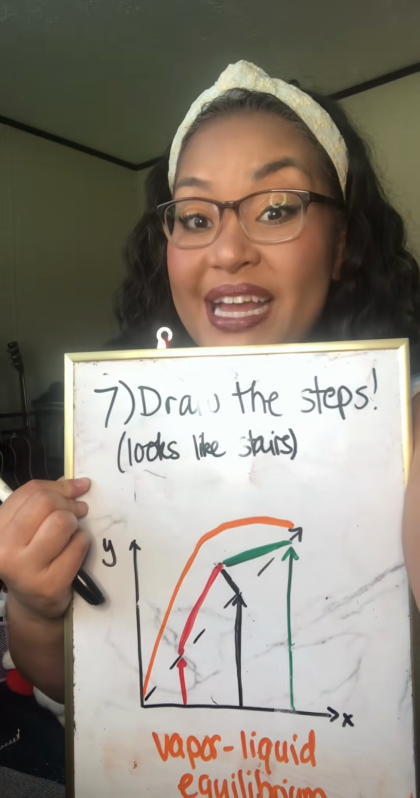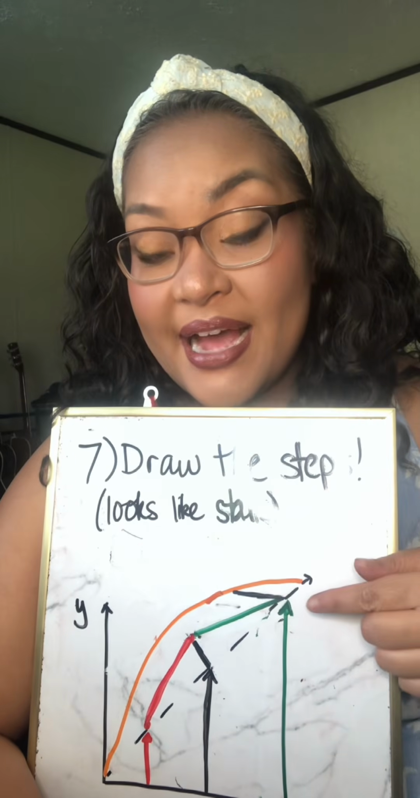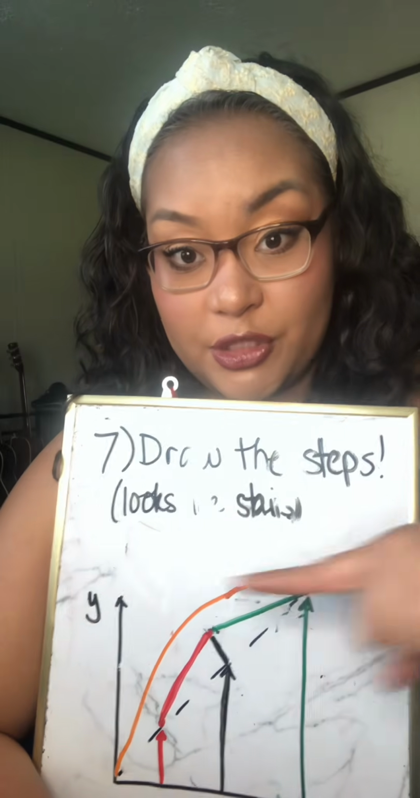Step 7, draw the steps. These should look like stairs. The first line you're going to draw is a horizontal line at that intersection of the distillate composition and y equals x line. You're going to draw it straight across.